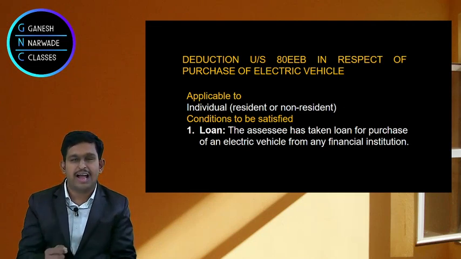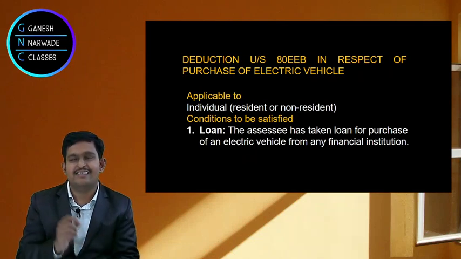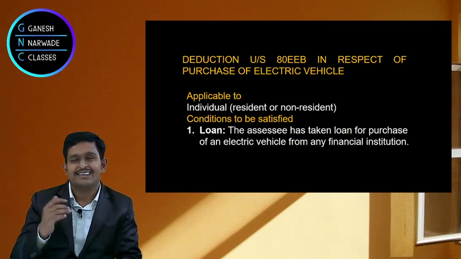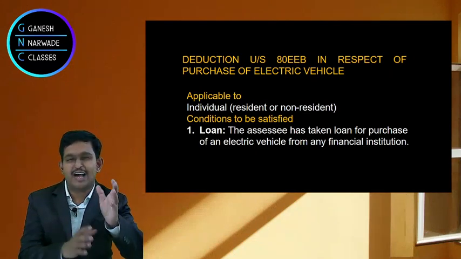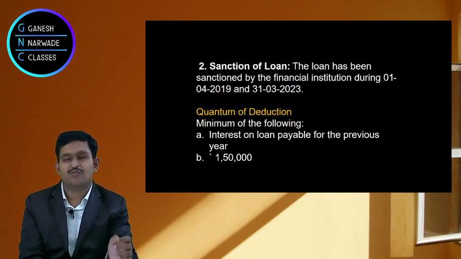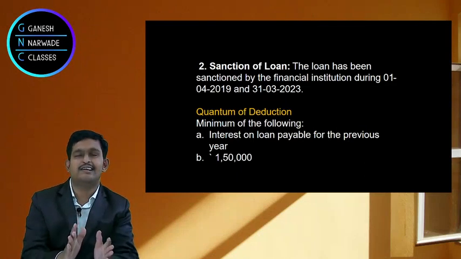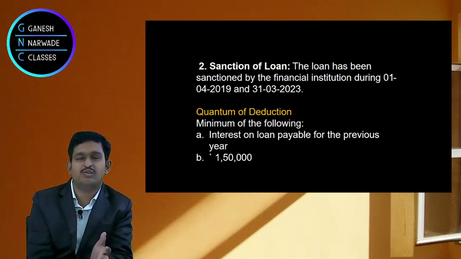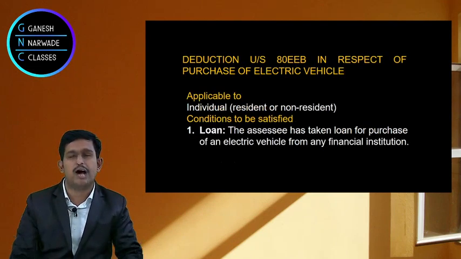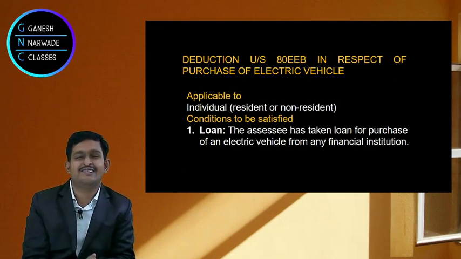Like Kotak Bank, HDFC Bank, ICICI Bank or Bajaj Finance, Aditya Birla Capital, TVS Finance, Mahindra Finance. Even electric car manufacturing companies have their own, Tata Capital is also there for finance facilities. So you can take from there also. Any financial institution means any financial institution, but please remember it should be a financial institution. Sir, we have taken the loan from uncle. No deduction. So you should take the loan from a financial institution.